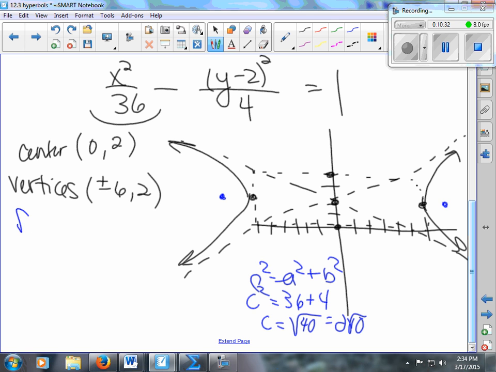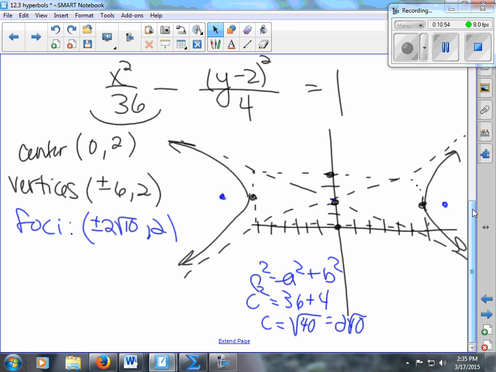And those as coordinate points, I would again take my center x coordinate, which is 0, and then plus or minus square root of 40. So plus or minus 2 radical 10, and then the y is the same height of 2. So comma 2. All right, now I have my foci, my center, my vertices.